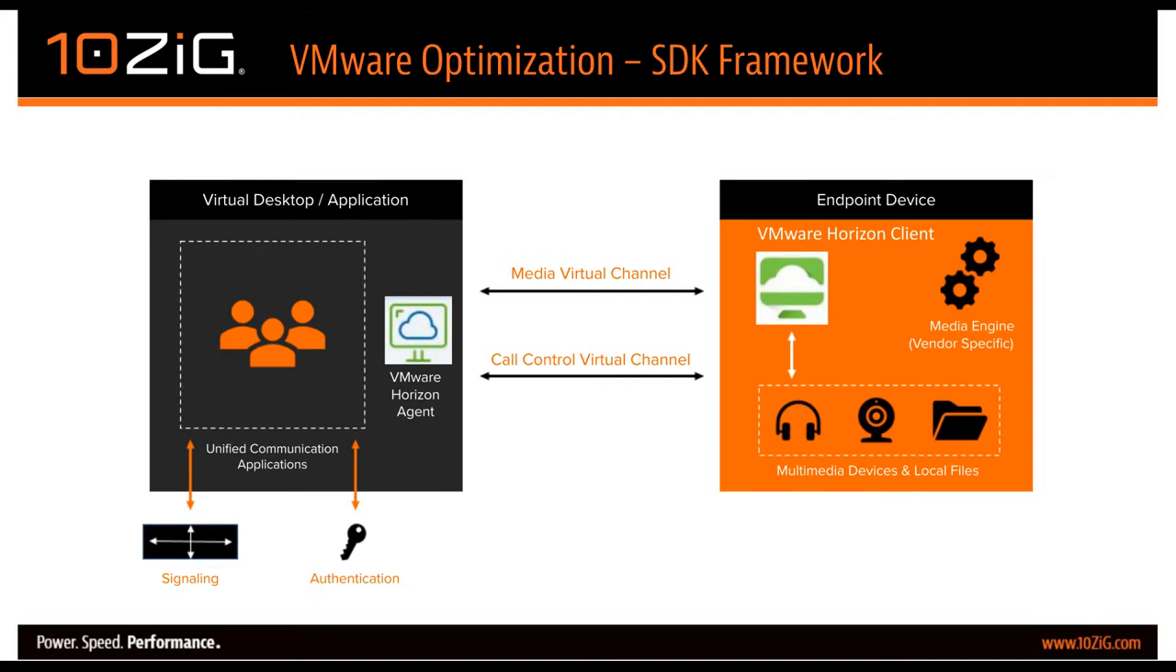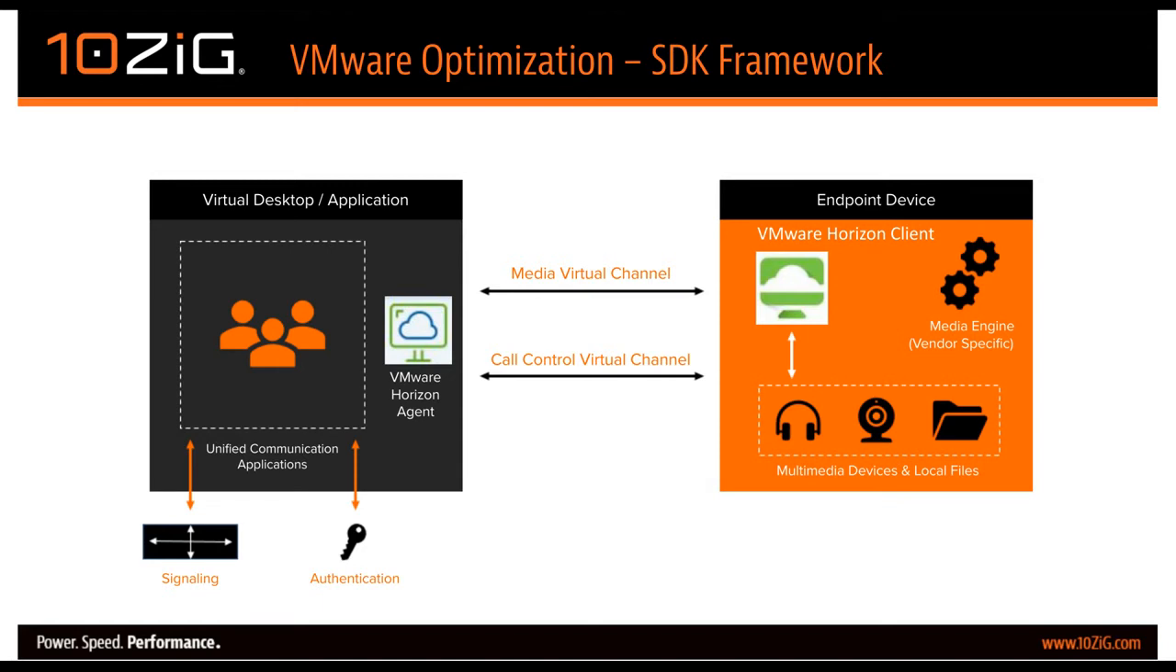Now, it does this via the virtual channels. So these are established between the virtual desktop that runs the Horizon Agent and the endpoint running the VMware Horizon client. And the media and call control virtual channels, again, let's say, for example, for Microsoft Teams, are encapsulated within the remote transport protocol, i.e. Blast Extreme, between, again, the endpoint that's remoting the Horizon session to the endpoint.